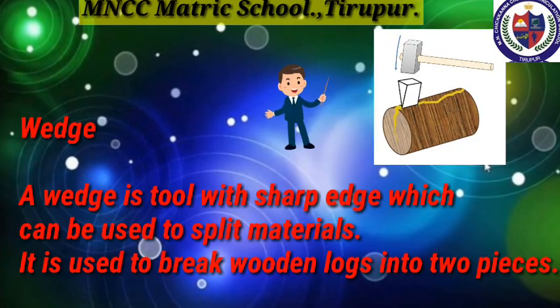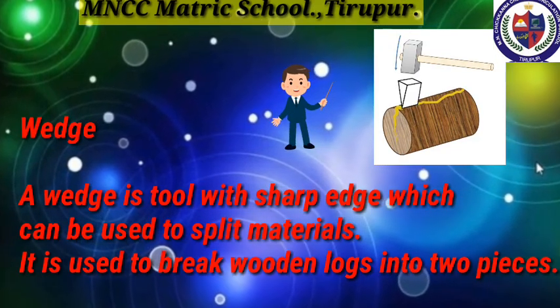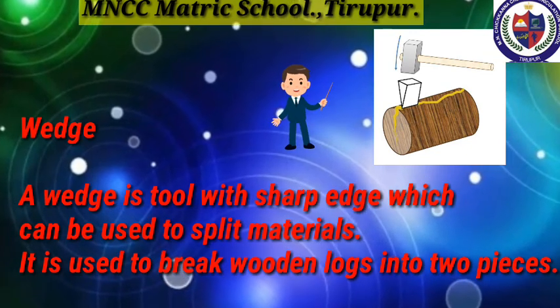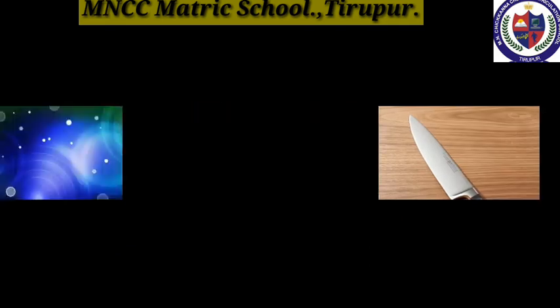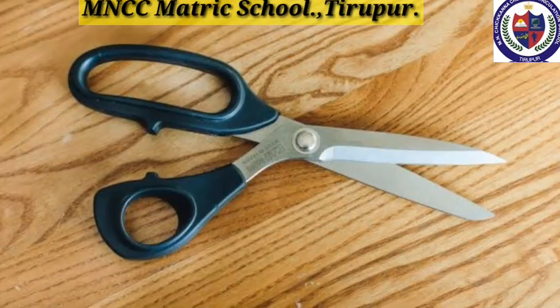Then the third simple machine is wedge. A wedge is a tool with a sharp edge which can be used to split materials. It is used to break wooden logs into two pieces. For example, knife, scissors and axe.